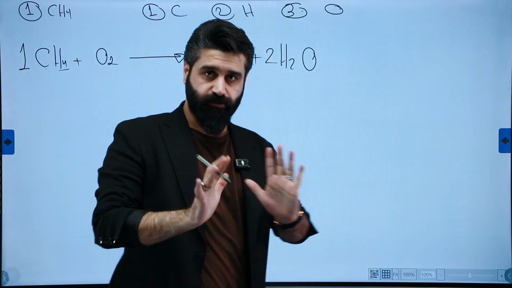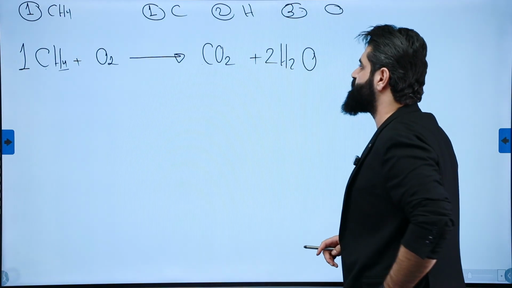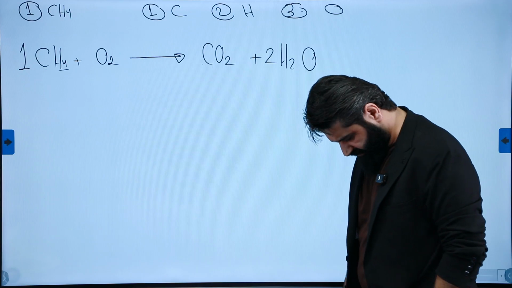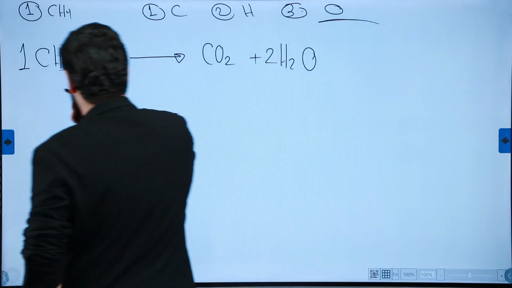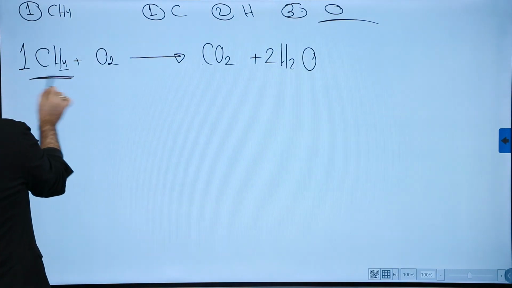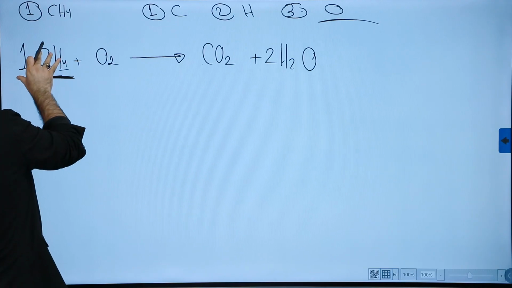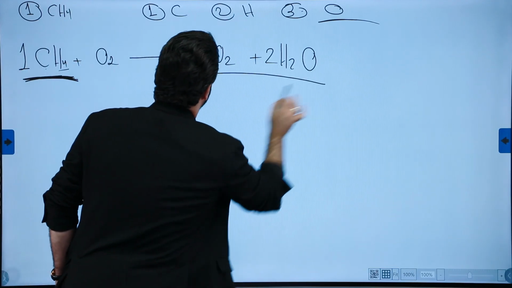Carbon, hydrogen. How about balancing oxygen? I know this is a very classic technique, but it's a very easy technique. So why don't you use it? How to balance oxygen? Underline this only. Ignore this. Underline the combustible substance. This is called combustible substance. And underline the whole products.